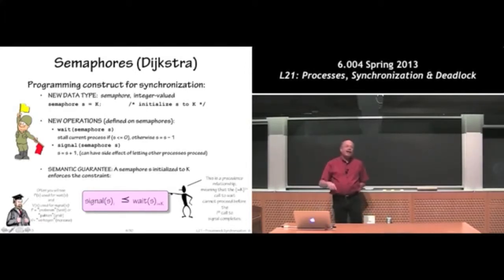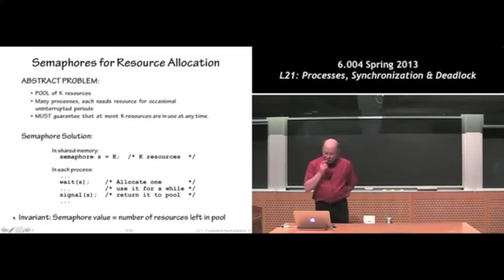You see P and V. So in the literature, you can see P and V, and you can actually decide whether that means wait and signal. Okay. So we have a pool of k resources.